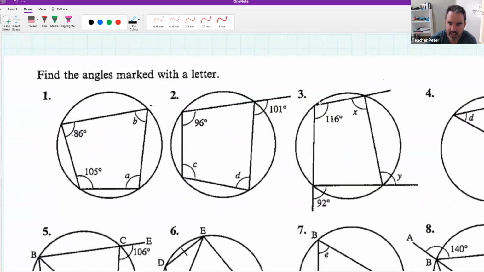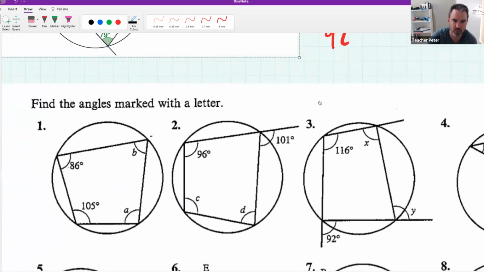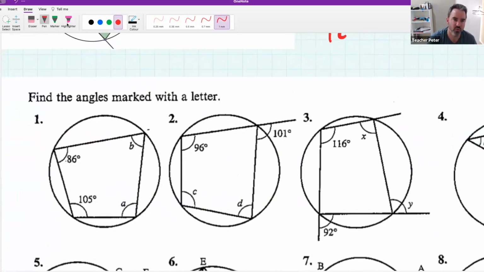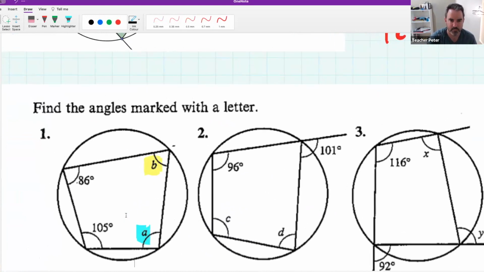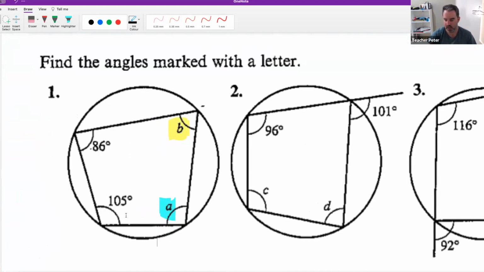So before we have our break, I want us to answer question 1, and I want you to tell me what B is going to be and what A is going to be in question 1. I want you to go ahead and work that out, and then let me know in the chat what you get. Nice, Sylvester. I agree.